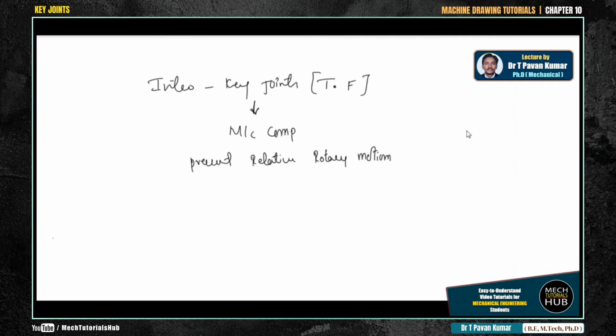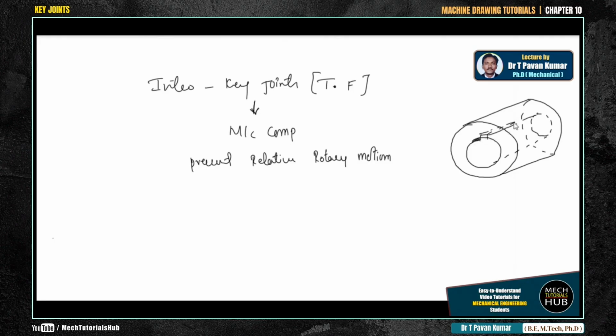Let us consider this as the hub portion. A hub is nothing but a hollow component or element. This is the hub, and let us say it has a length. There is a hollow section inside, a circular hole drilled from one side to the other. Other than this, there is a keyway provided inside, which means a groove is drilled inside this particular hub.